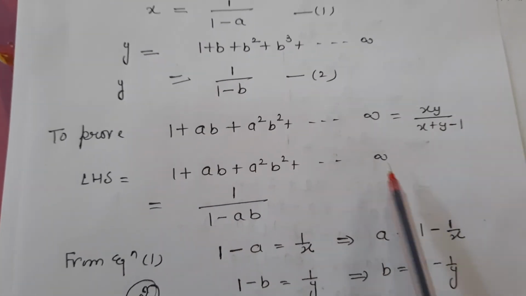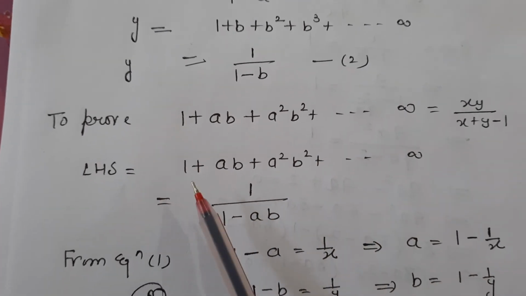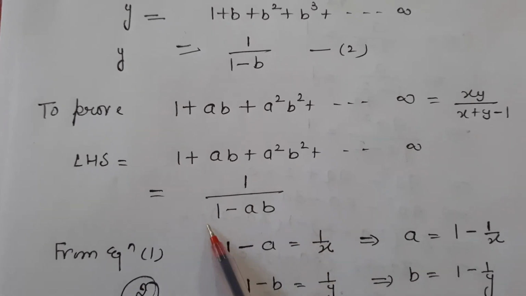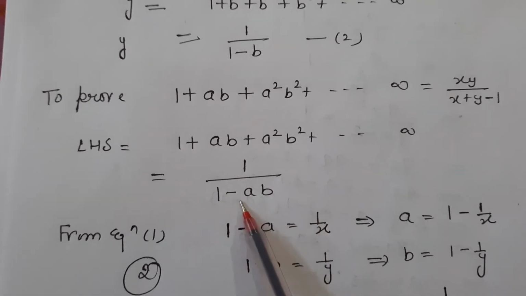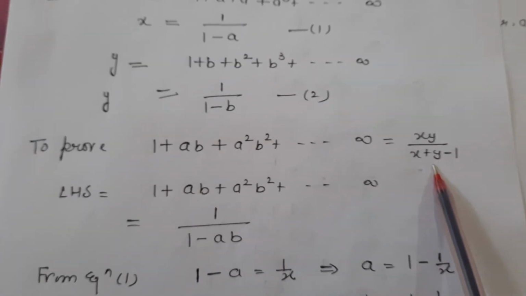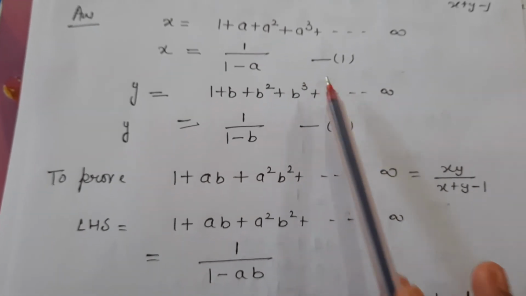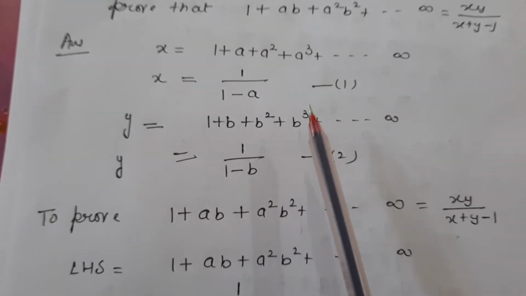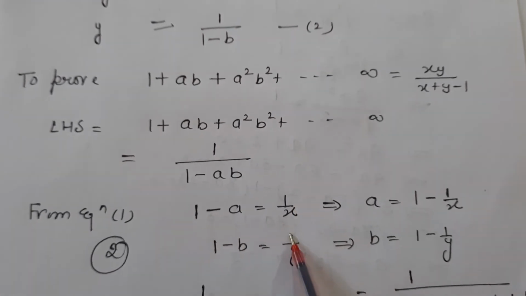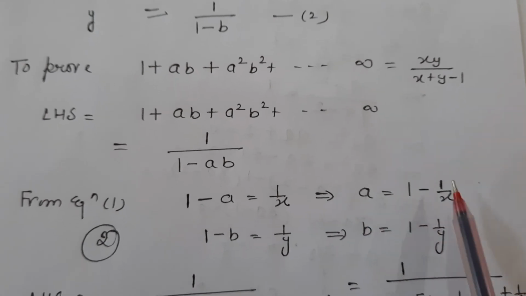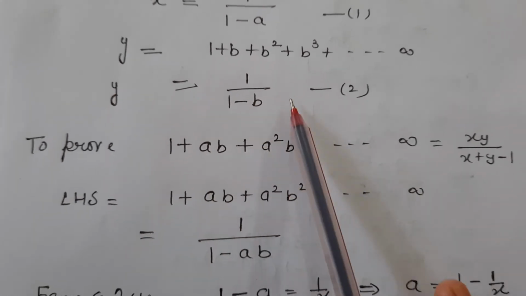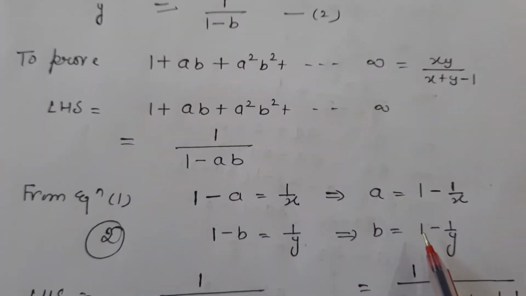I have written the left hand side. Now your left hand side is also representing the sum of an infinite GP. The first term 1, the common ratio ab. So this is a upon 1 minus r, 1 upon 1 minus ab. Just look here, the left hand side is in terms of a and b, the right hand side is in terms of x and y. So from equations 1 and 2, first you find the value of a and b. From the first equation, 1 minus a is equal to 1 by x. So a is going to be 1 minus 1 by x. In the same way, from here 1 minus b is 1 upon y. Do cross multiplication. So b is going to be 1 minus 1 by y.